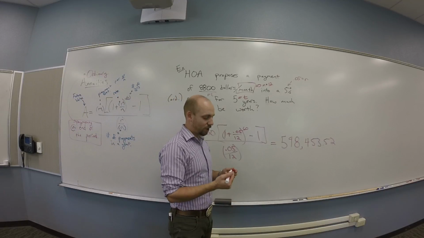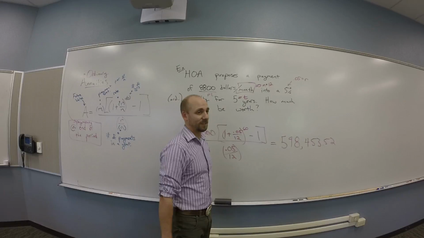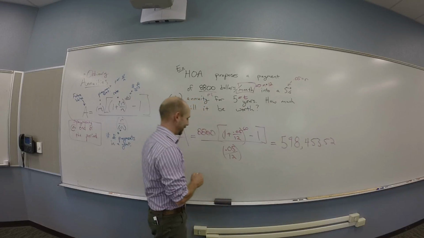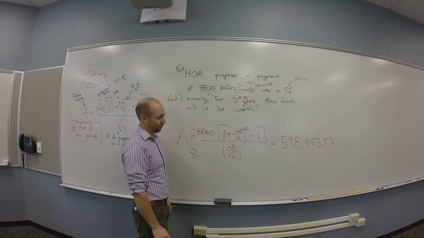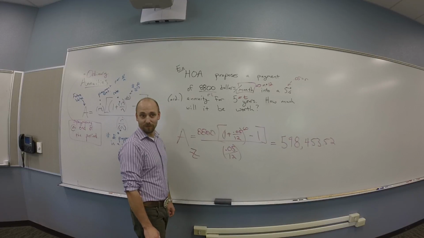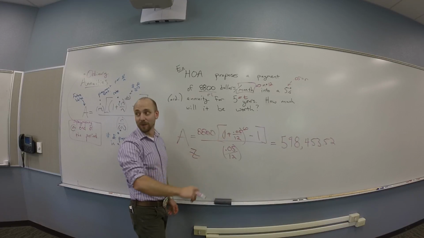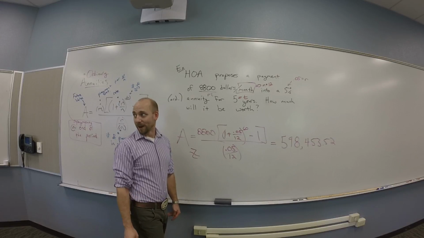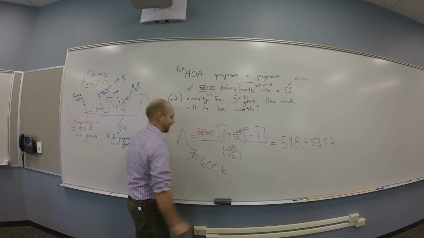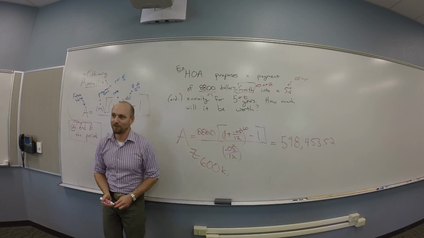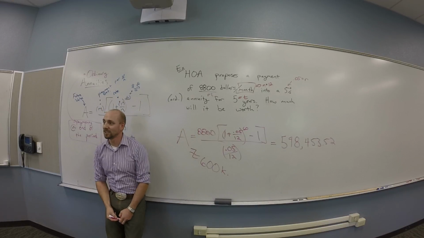Okay. So we should notice that speaking to HOA boards in terms of numbers that are this long is a bad idea. So you need to round this to something reasonable. So this is 600K.